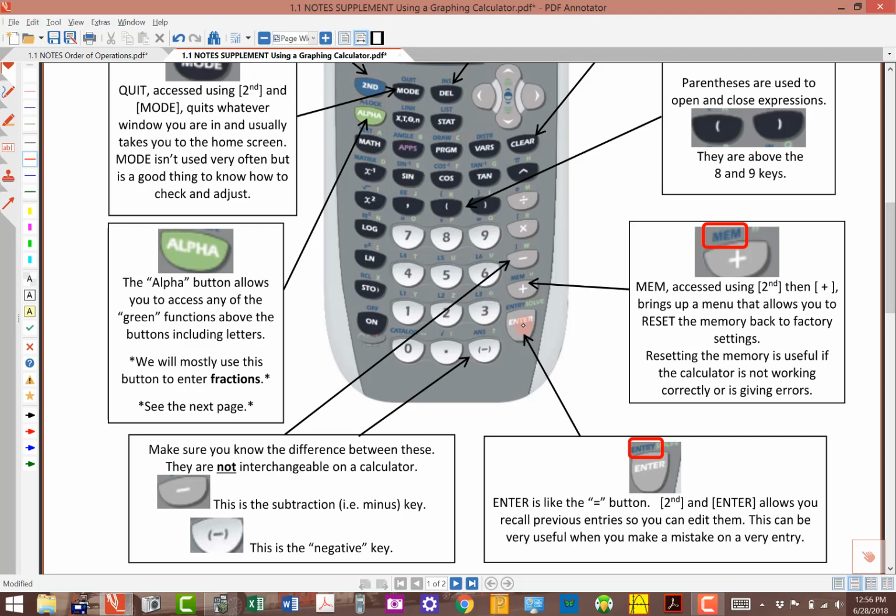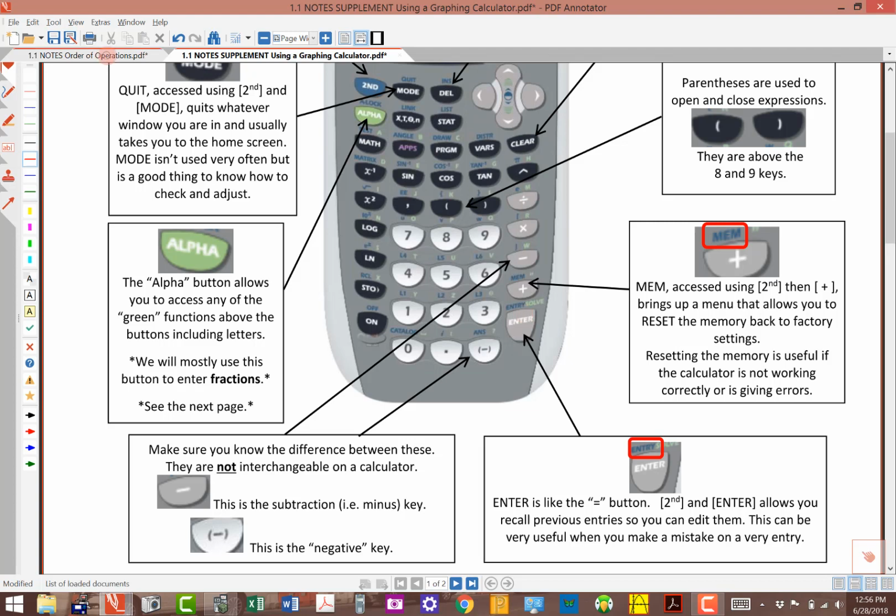The enter button is like the equals button, and above there you'll see entry. These calculators have what's called deep recall, and that allows you to recall, I believe, the last 20 commands that you typed in there. So if you made a mistake on something, you don't have to retype the entire thing. You could hit second. Notice the entry is blue, so you could hit second and enter, and that will recall the last command. You can go through and you can delete, you can insert, and then you don't have to type the entire command from scratch.